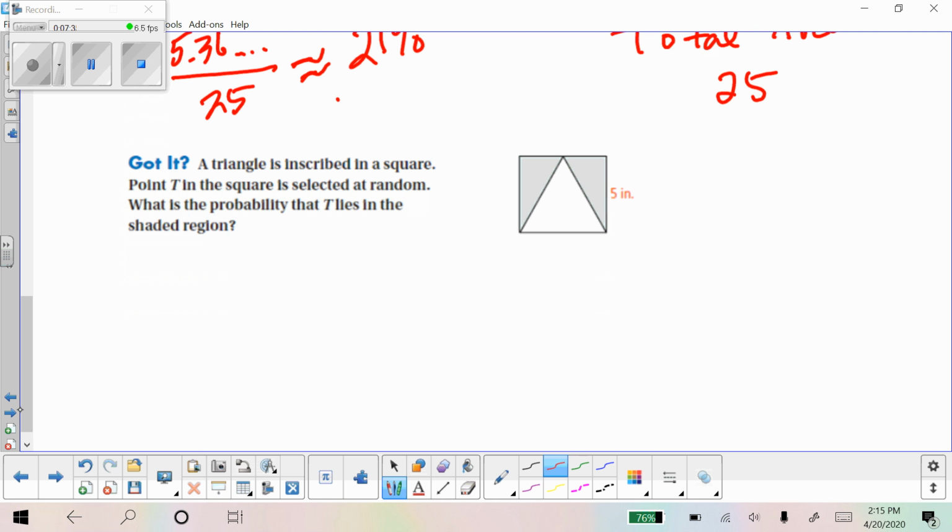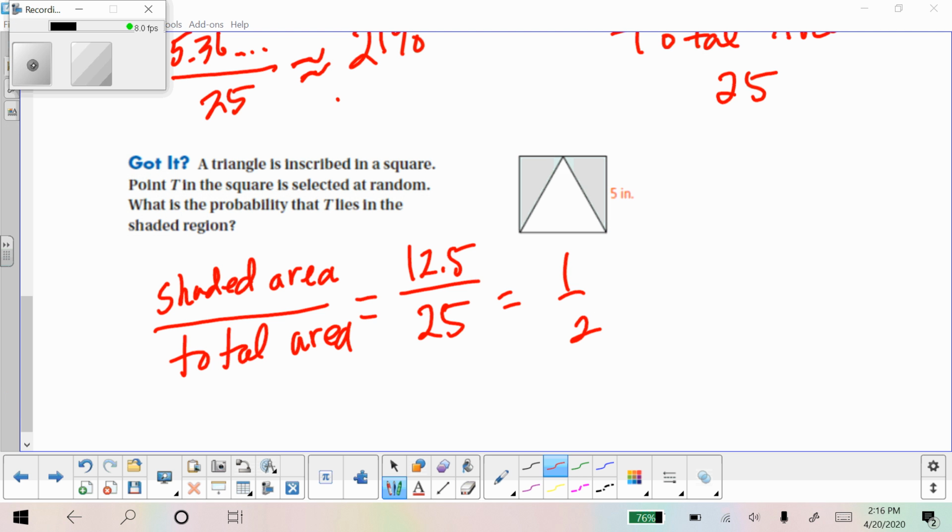All right, why don't you go ahead and try this one? And you probably noticed that the shaded part is exactly 1/2 of the total, so the probability it lies in the shaded region would be 1/2.